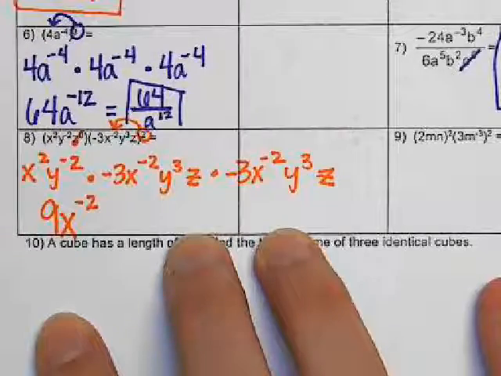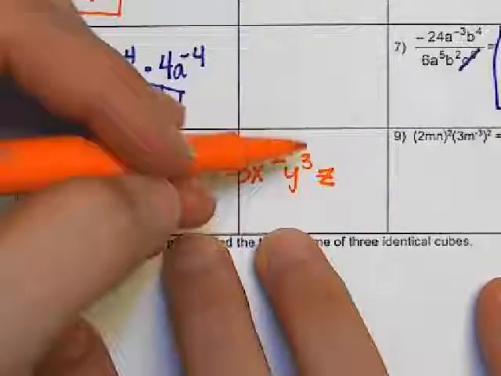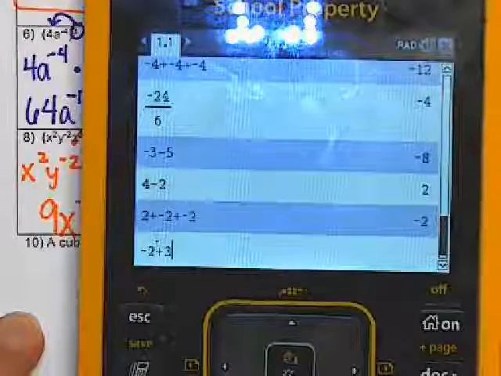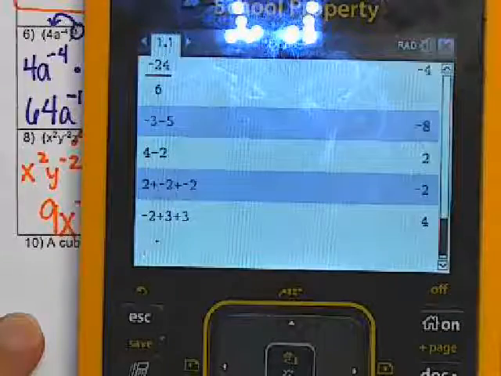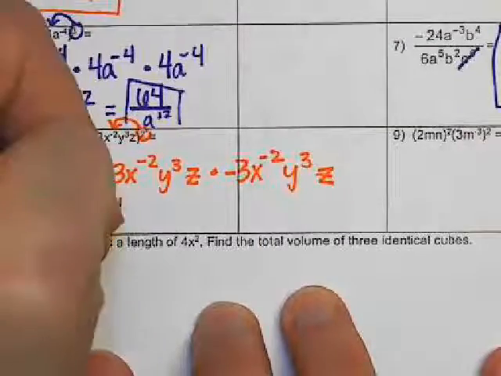Now what? The y's. A negative 2, a 3, and a 3 are the exponents. So I'm going to add those. Negative 2 plus 3 plus 3. And I get y to the fourth power.